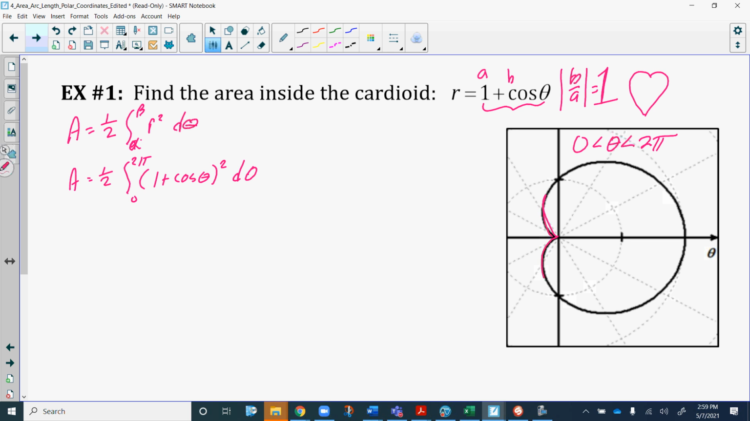squared d theta. So we're going to go ahead and try to expand that and see what we can wind up getting to simplify this a little bit. So I'm going to wind up with A is equal to 1/2 integral from 0 to 2 pi. And if I expand the binomial and distribute everything, we're going to wind up with 1 plus 2 cosine of theta plus cosine squared of theta, all of it with respect to theta.